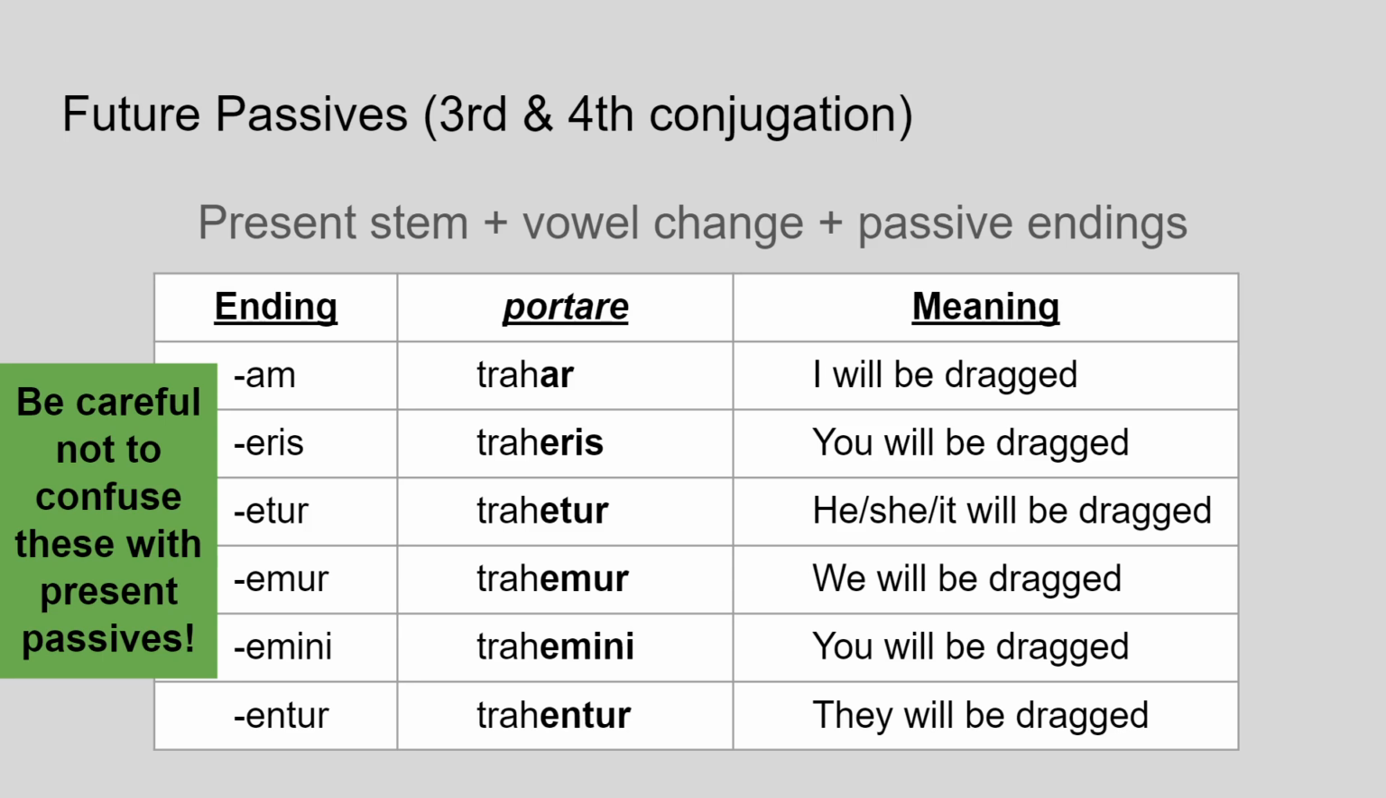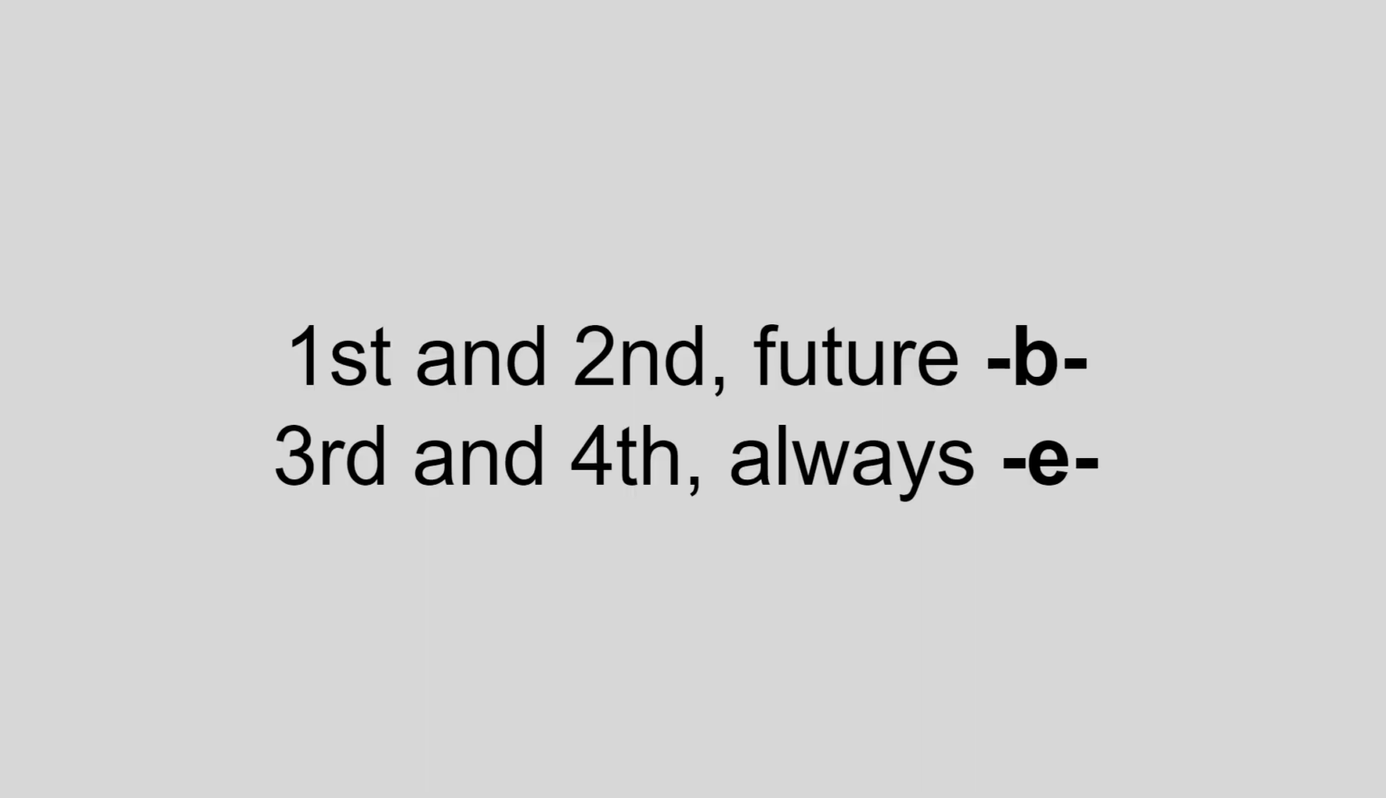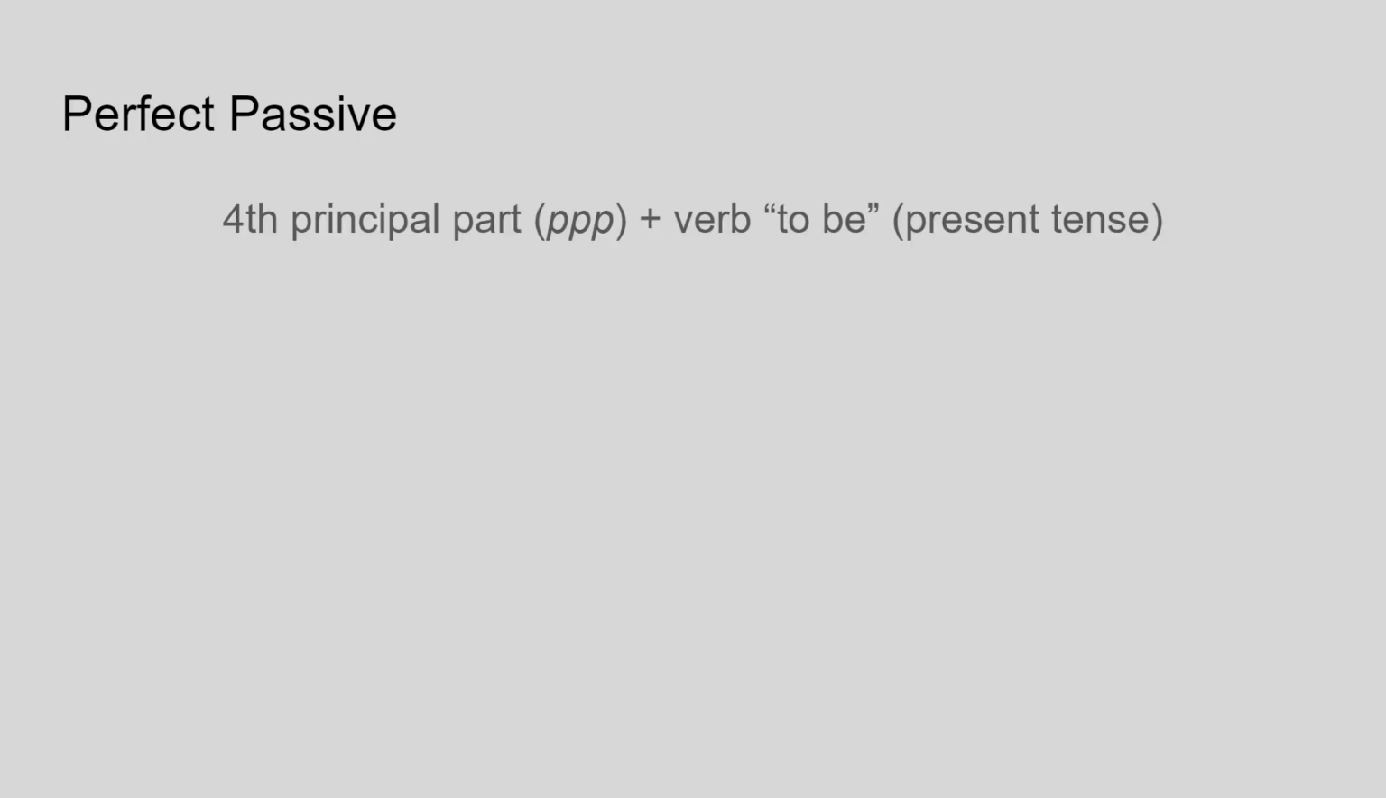However, all the others use an E rather than an I like you find in the present passive, so the future rule still stands. First and second, future be, third and fourth, always E. Now for the perfect passive.